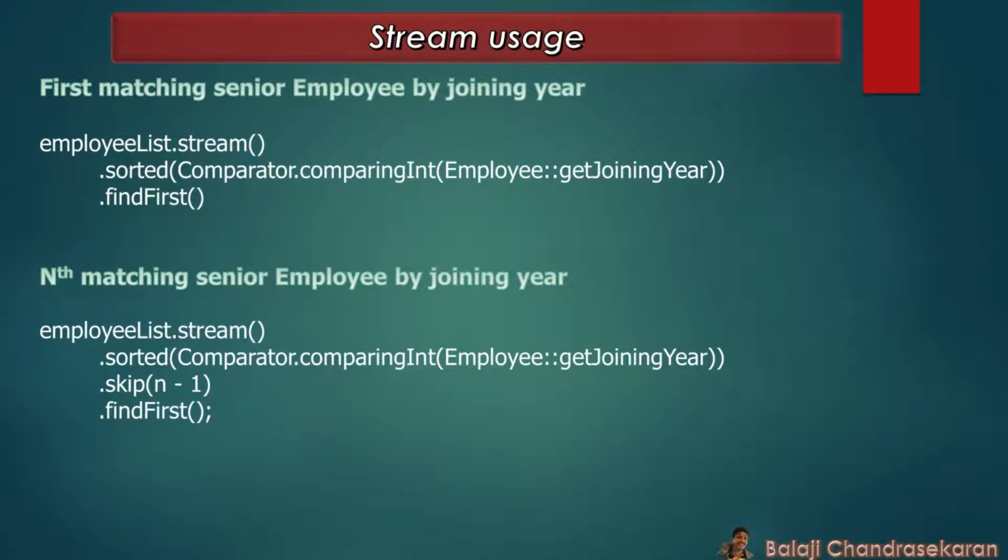The provided code snippet processes a stream of employees, sorts them based on their joining year in ascending order, and then retrieves the first employee from the sorted stream. Let us break it down.